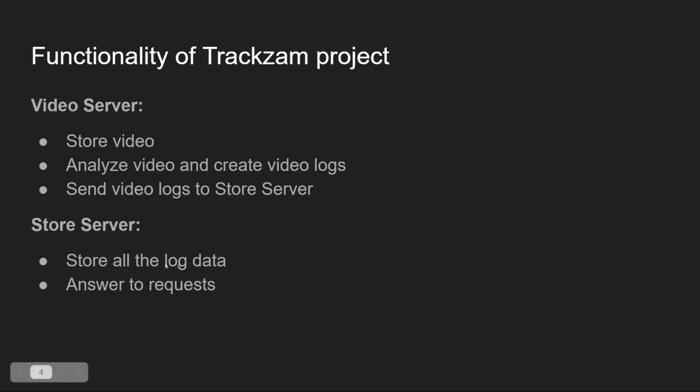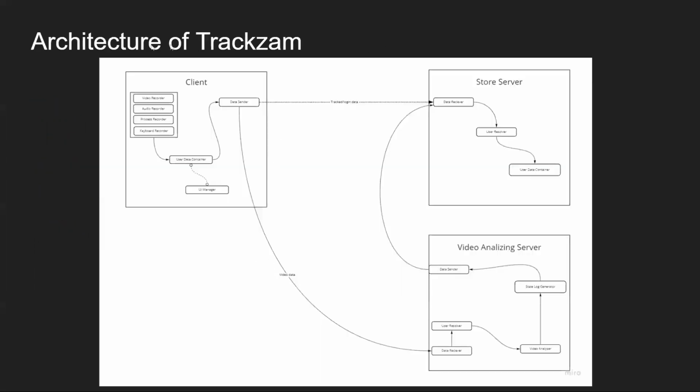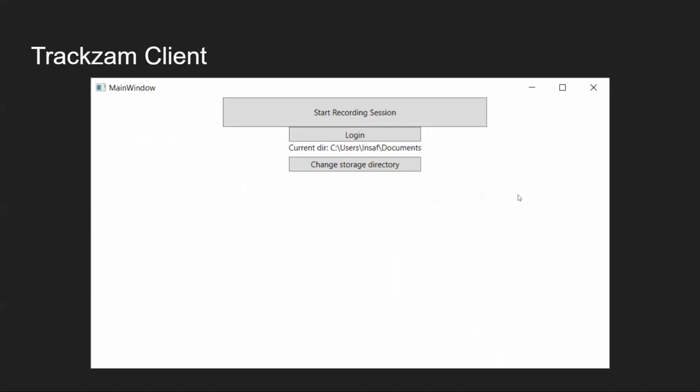Store server stores all the data and answers requests. In our architecture, the client, which collects all the data, sends this data to the store server and video server. Video server resolves the user, creates logs and sends this data to the store server. Store server resolves the user and stores all the data. This is our client.